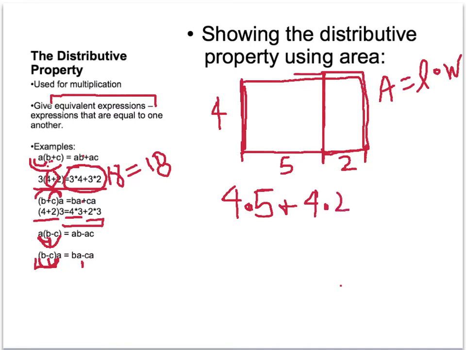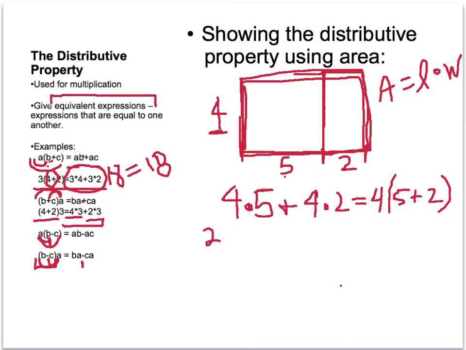Another way I could do this is I could say, well, I just want to find the area of the whole rectangle, the big rectangle. So I'm going to do 4 times 5 plus 2. And if I multiply this out, both sides, I have 4 times 5, which is 20, plus 4 times 2, which is 8.